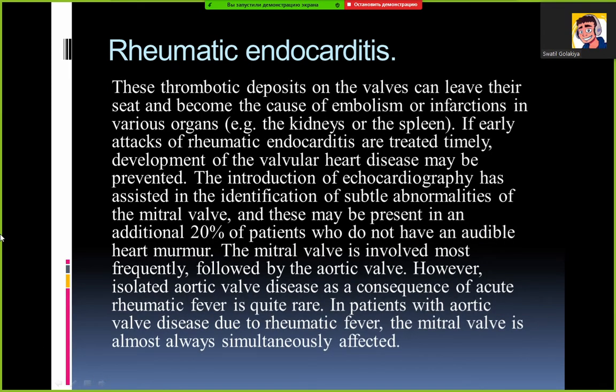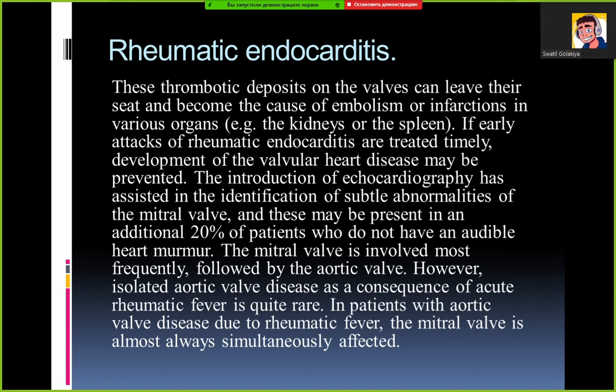These thrombotic deposits on the valves can leave their seat and become the cause of embolism or infarctions in various organs, for example, kidneys, spleen. If early attacks of rheumatic endocarditis are treated timely, development of the valvular heart disease may be prevented.